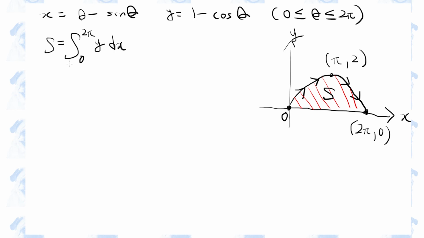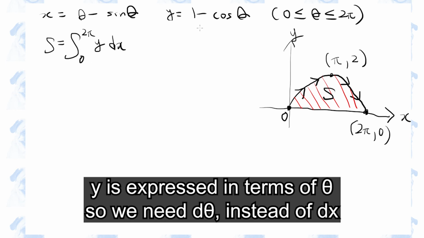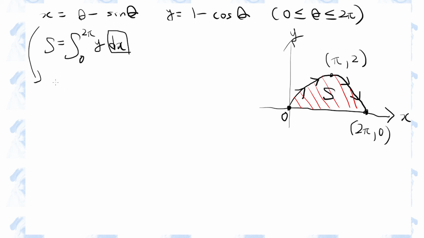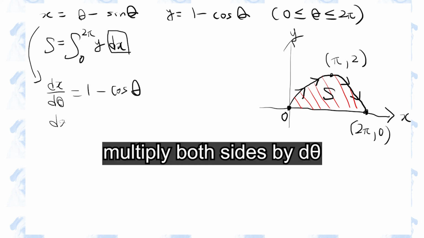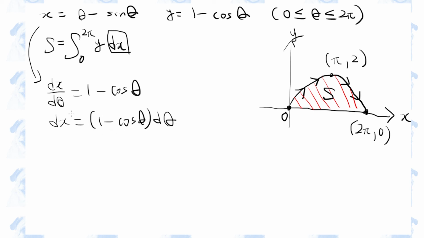Now the area S can be expressed as this integral between 0 and 2 pi. But because y is expressed in terms of theta, not x, we need to do something about dx here. We need to express dx in terms of d theta. Recall that dx/d theta is 1 minus cosine theta. From this, we know that dx is (1 minus cosine theta) d theta. We can replace dx here with (1 minus cosine theta) d theta.